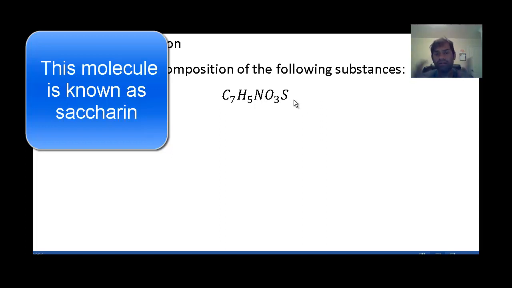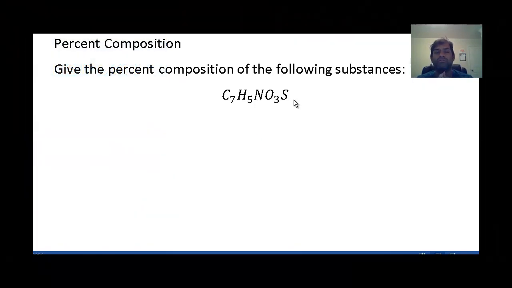So all of these elements, their mass percentage must add up to 100%. So the first thing we will do is calculate the molecular weight of this whole entity. And then we know that in the whole thing, we have 7 parts carbon. You know, carbon is about 12.01 grams per mole. We have 5 parts hydrogen, and hydrogen is roughly 1.01 grams per mole. 1 part nitrogen, 3 parts oxygen, and then 1 part sulfur.